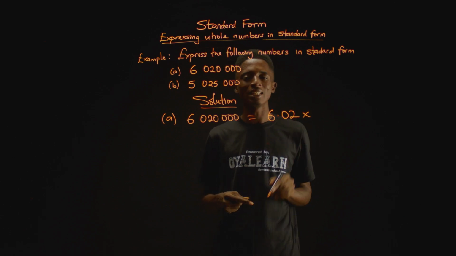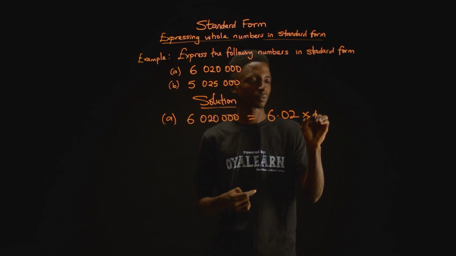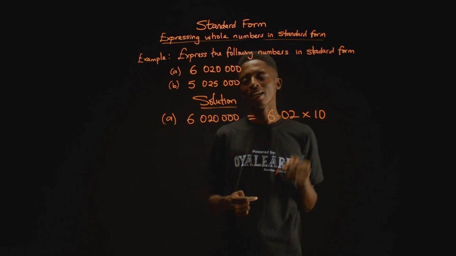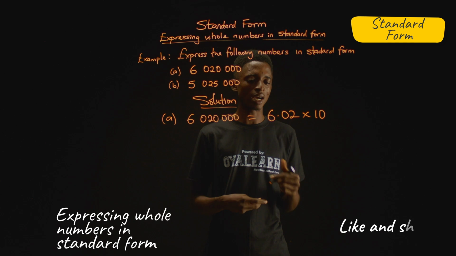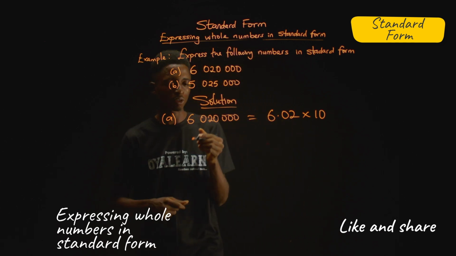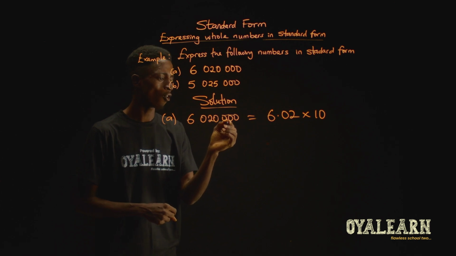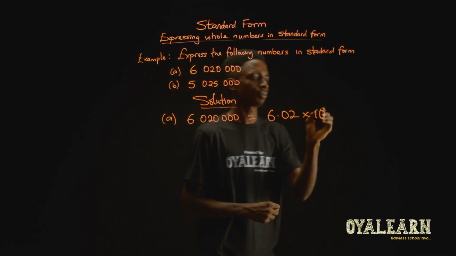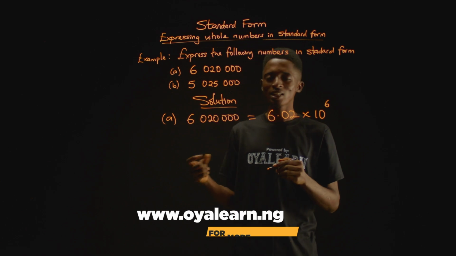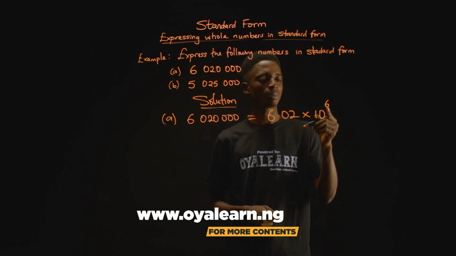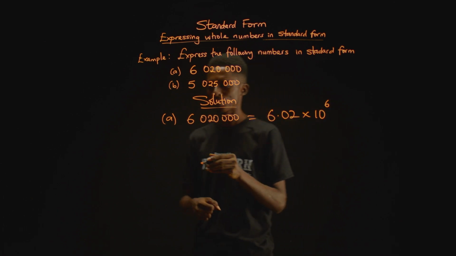And then we multiply this by a power of 10. Now to know the integer that we write at the point where we write the power here, we count the number of digits that come after 6. So count with me. 1, 2, 3, 4, 5, 6. This is therefore 6.02 times 10 raised to the power of 6.